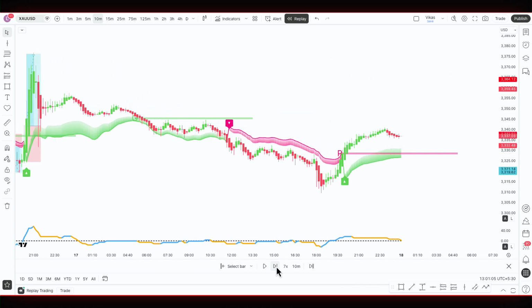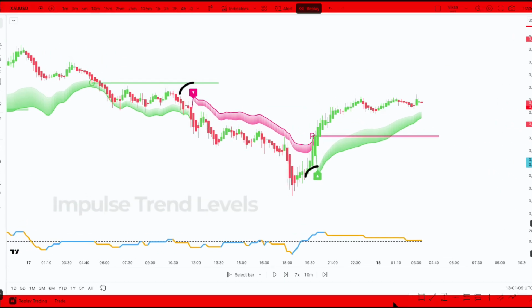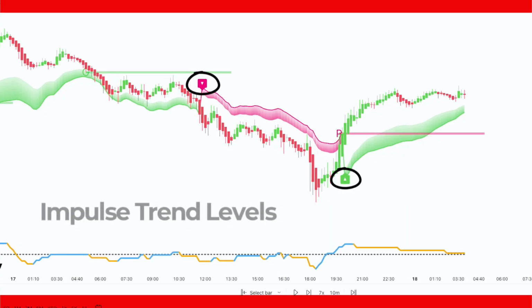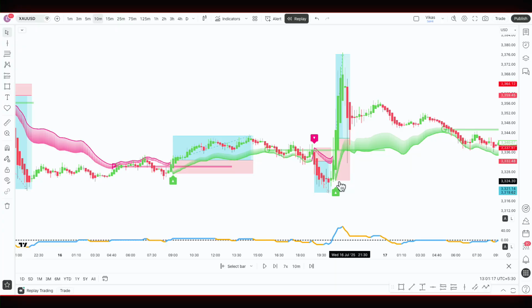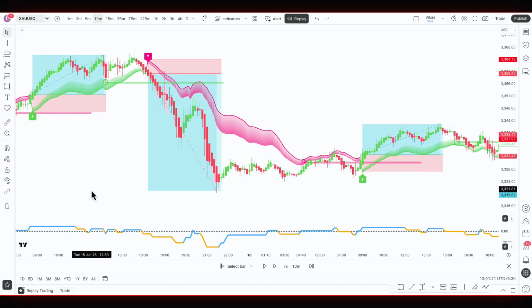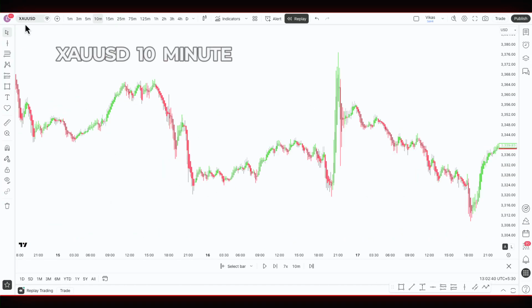First of all, let us know about trading tools. The buy and sell arrow indicator we see in the chart is called the impulse trend levels indicator. Now we tell you how we want to trade. Let's start the video. We open the XAUUSD 10-minute chart.